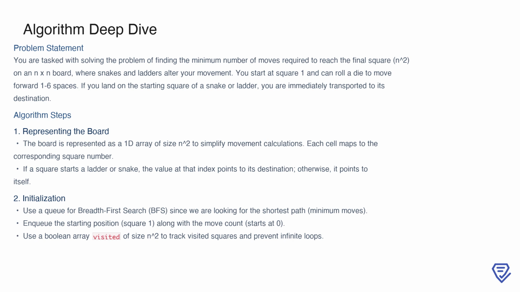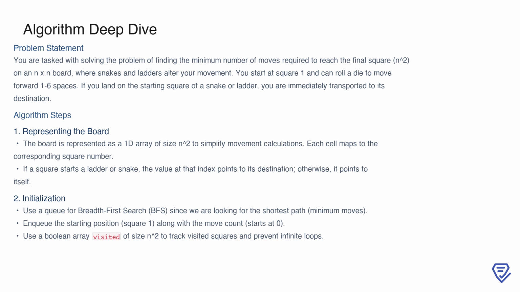To solve this, we first represent the board as a one-dimensional array of size n squared. This simplifies movement calculations because every square corresponds directly to an index. If the square starts a ladder or snake, the value at that index will point to the destination square. Otherwise, it will point to itself.